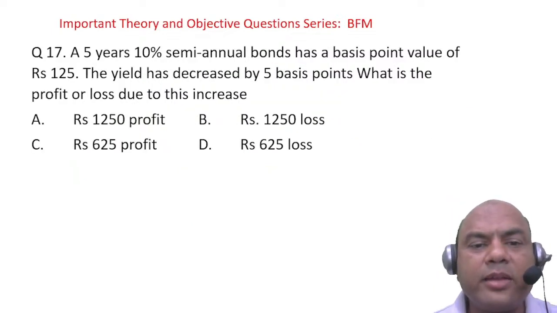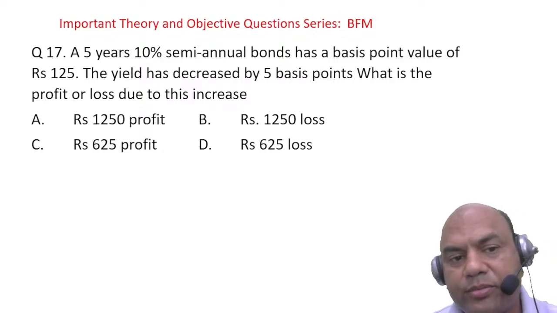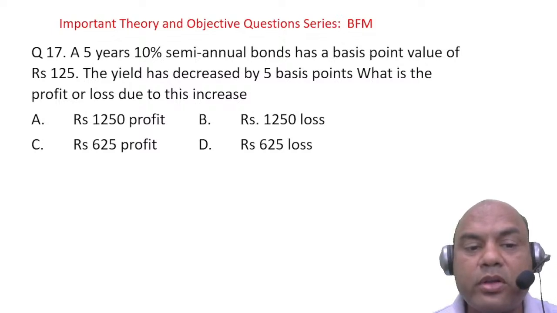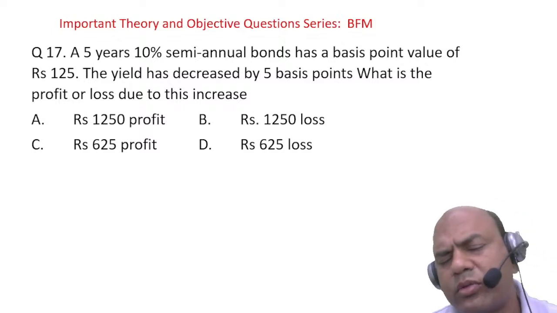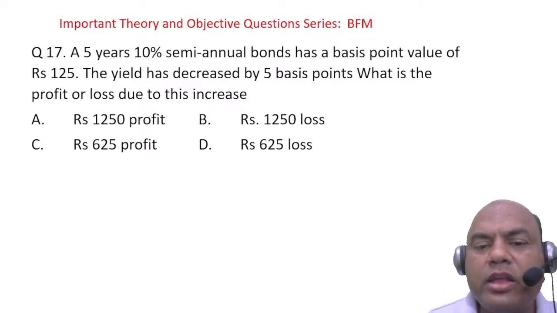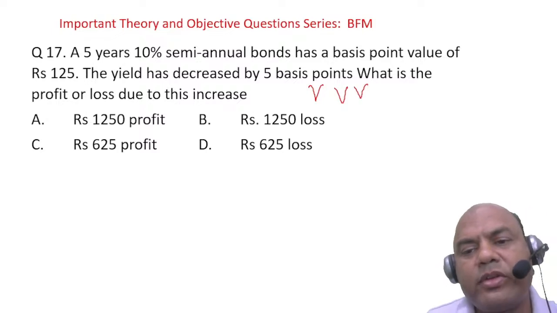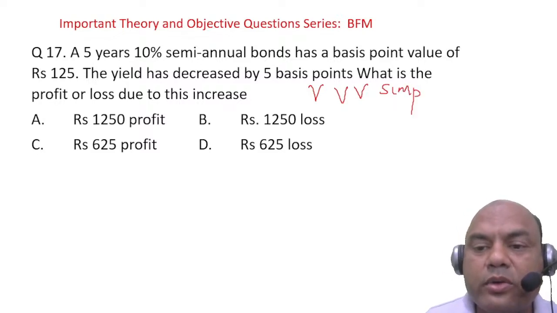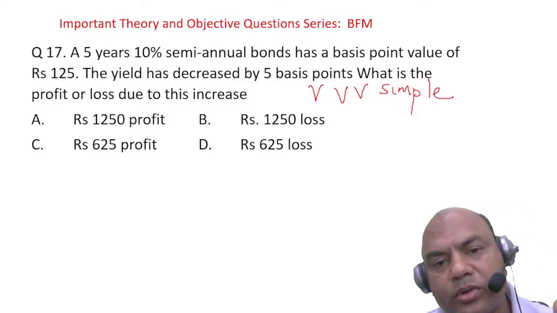A 5-year, 10% semi-annual bond has a basis point valuation of 125. So yield has decreased by 5 basis points. What is the profit or loss due to this? Now, very simple. But you must know it. Only then it is simple. Otherwise you can't solve it.